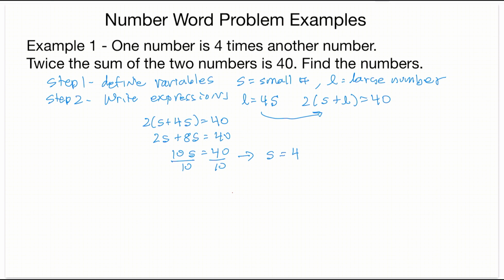So there's our first answer. Now we know that the larger number is 4 times S, that's equal to 16. So there's going to be our answer. The smaller number is 4 and the larger number is 16. Now let's check that out.